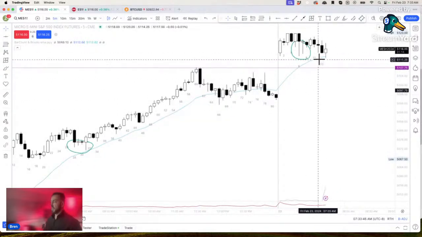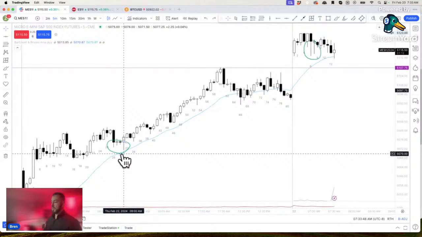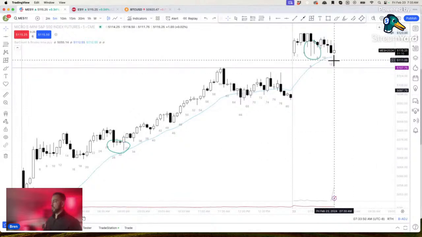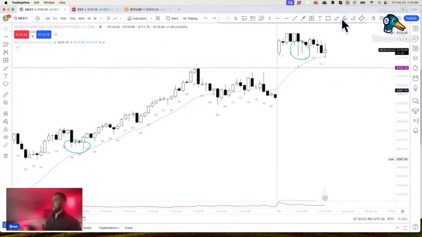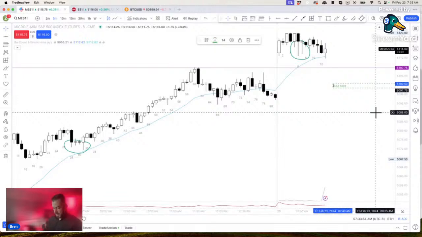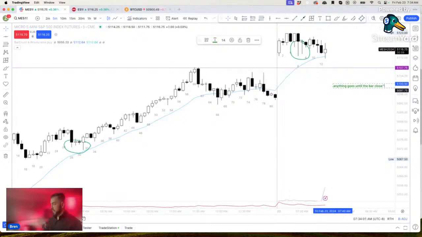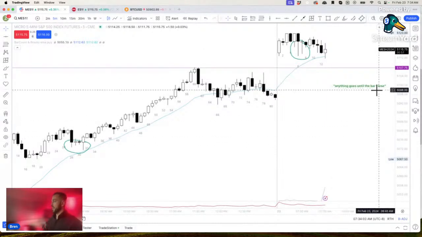Bulls are buying at the moving average. Remember what we were just talking about. See here? Look what happens. As soon as we touch the moving average, the bulls are buying. Now, one of the mantras we were saying yesterday is anything goes until the bar closes. Okay? So this is a mantra.